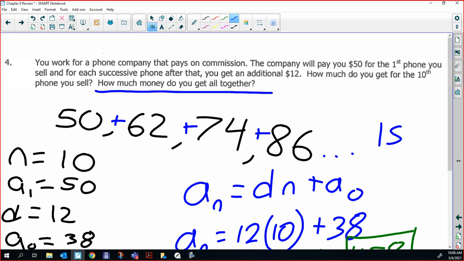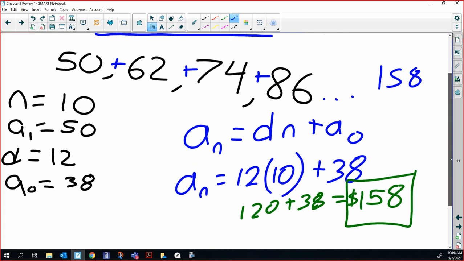All the way up to the 158. We've got to add up all those numbers. So this is going to be pretty solid money.